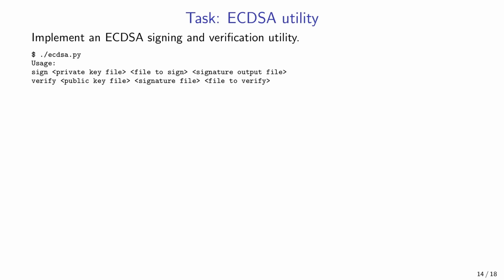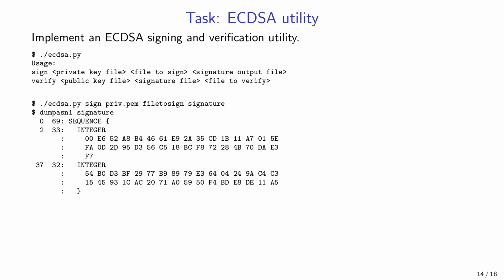The homework task is to create an ECDSA utility. Implement an ECDSA signing and verification utility, ECDSA.py, that works in sign and verify modes. In the signing mode, it reads the private key, the file to sign, and produces a signature. This signature file contains a DER-encoded structure encoding the R and S components as integers.